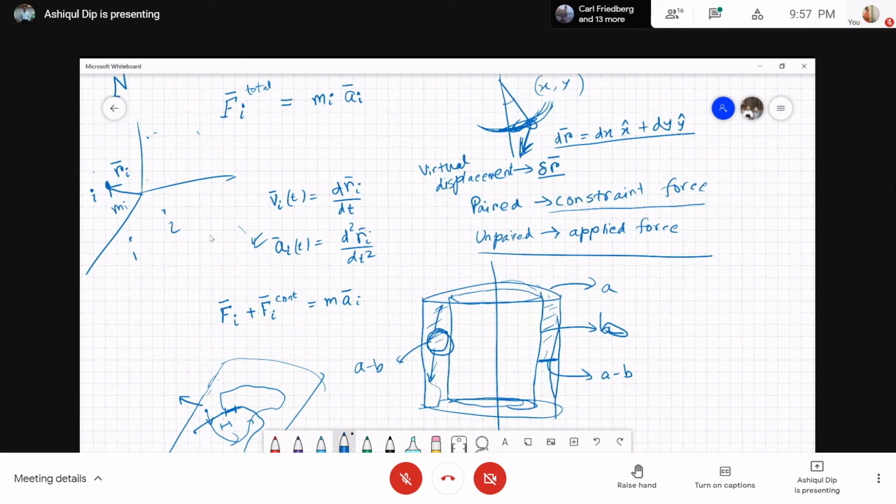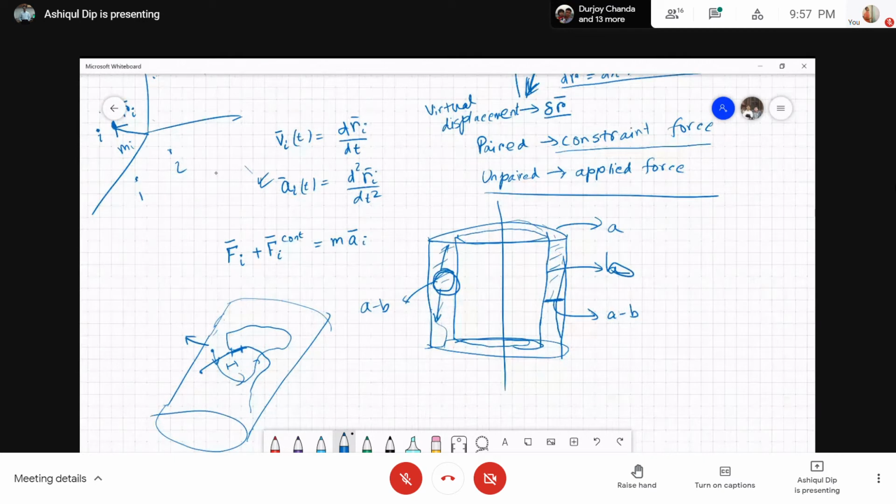So now we understand the constraint force and the virtual displacement of that particle, which we call delta Ri, have a particular relation. What would be the dot product between those two? Zero. It has to be zero. Do you guys see it?